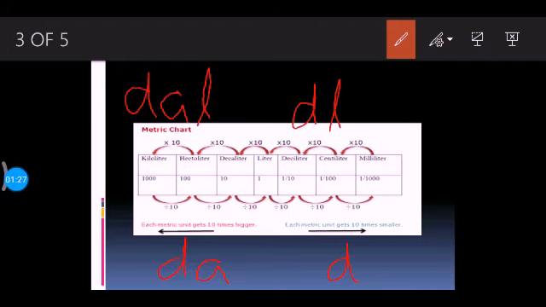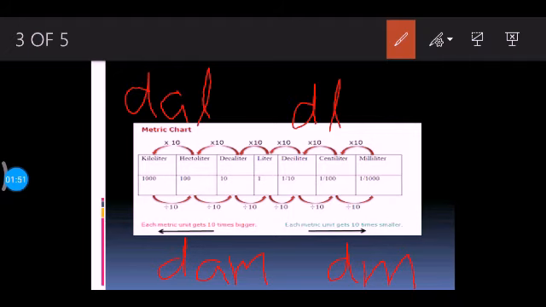You should know how to differentiate between these two, because both start with D, so it is a little bit confusing. If I talk about decameter, decameter will be written as DAM, whereas decimeter is represented as DM. Okay, I think this is clear to you.